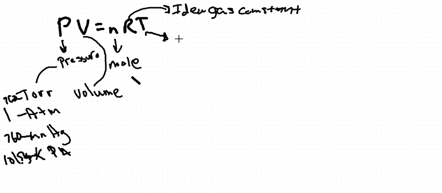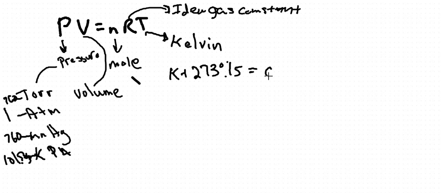Okay, got it. The temperature has to be measured in Kelvin, so you're going to have to convert. So add 263 or 273 or something like that. Right. So K equals degrees Celsius plus 273.15. It's 0.15 there. Yeah, your teacher probably just did that part.